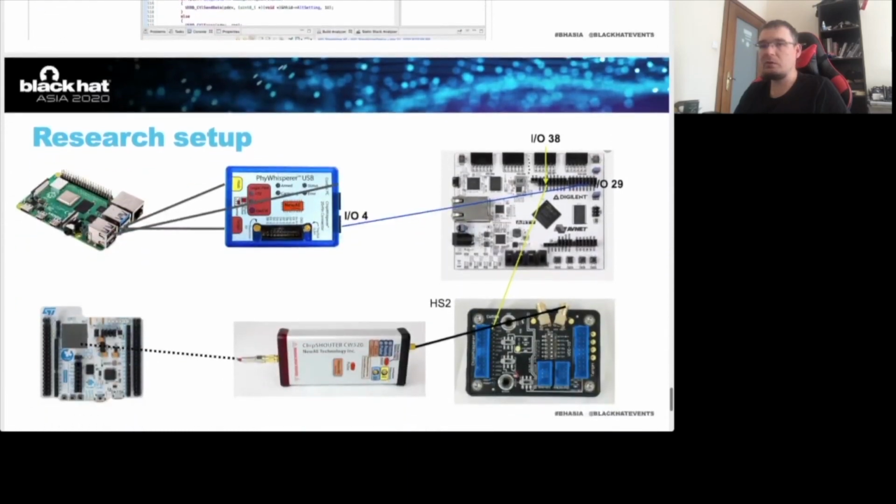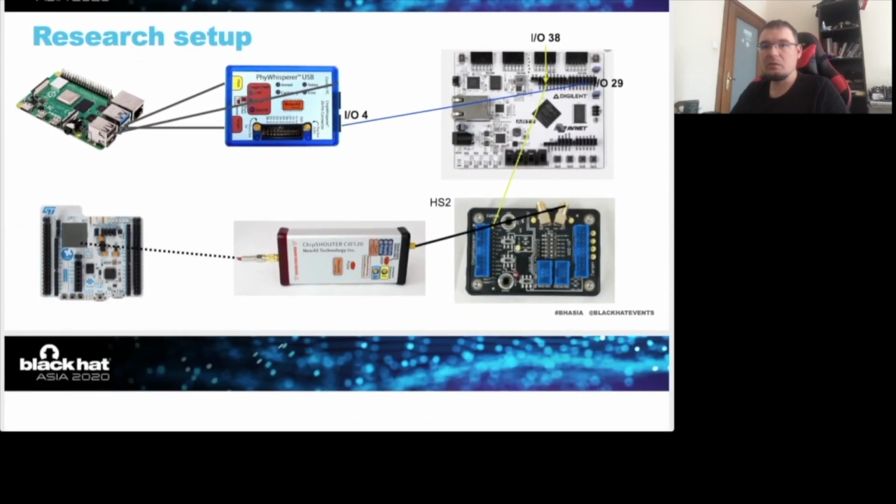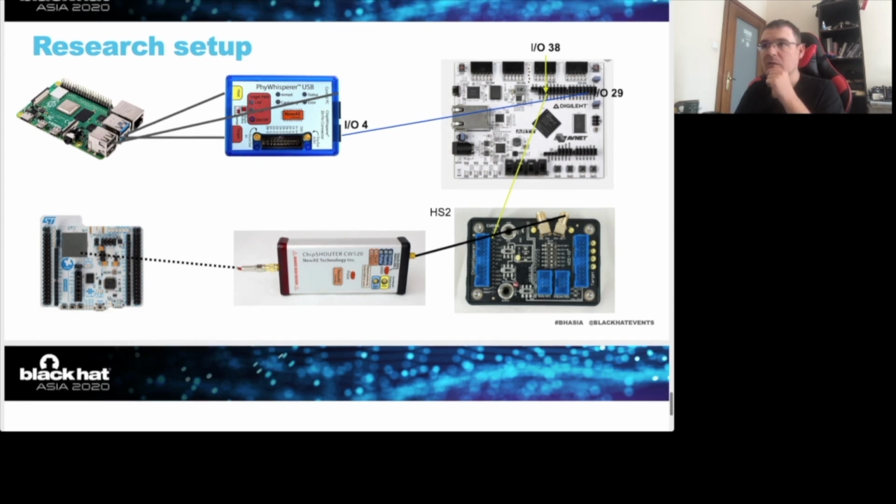So let's look at the research setup. Here we see a bunch of devices, starting from the top left corner. We can see a Raspberry Pi. It could also be a PC. It's just used to connect File Whisperer and other devices like our Raiden and ChipSHOUTER together, to give them power, UART access, and so on.